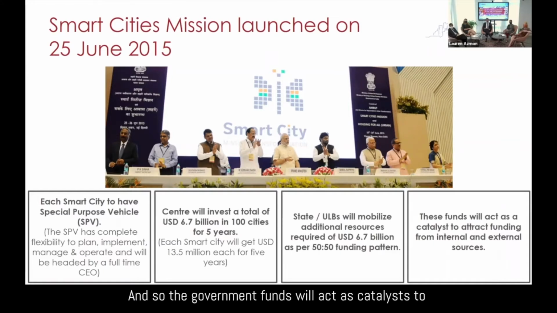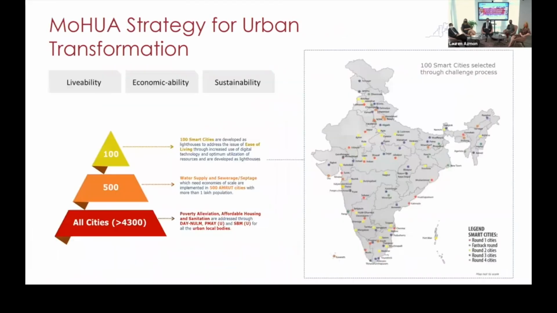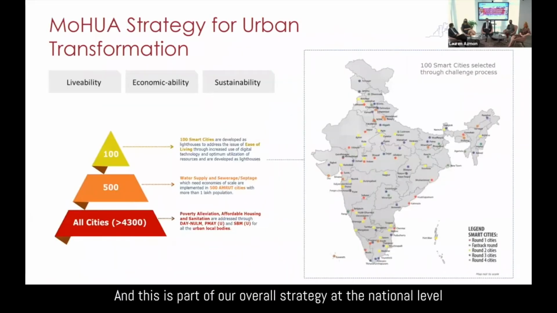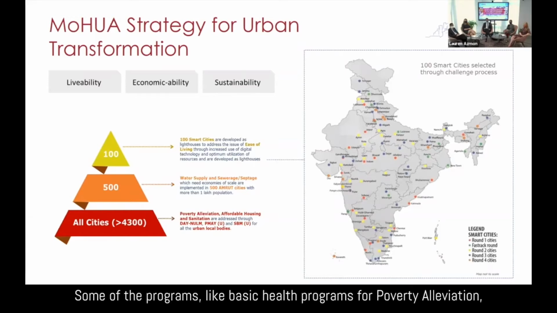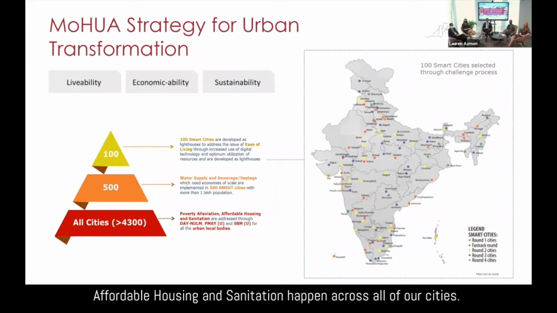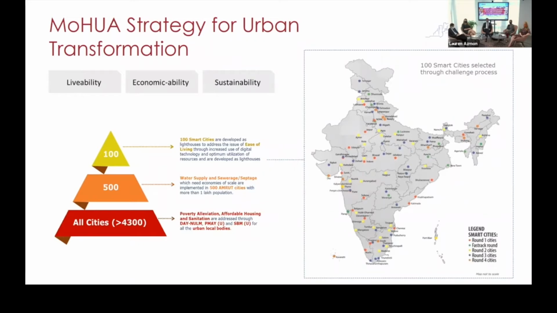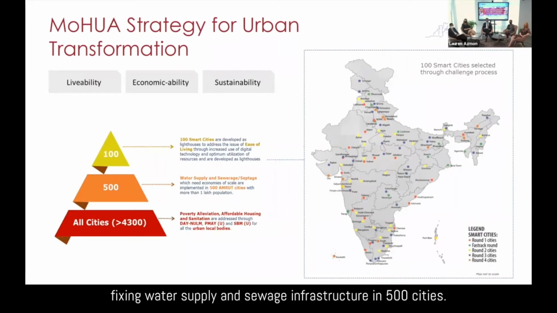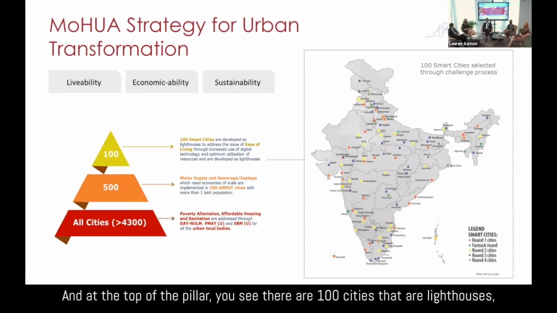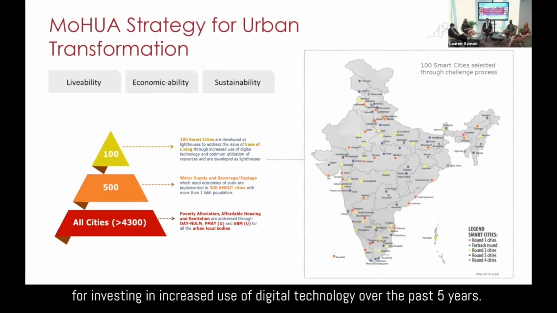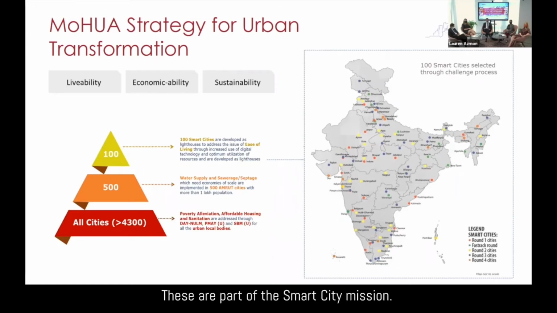And the government funds are largely supposed to be catalysts to attract funding from other sources, and this is part of an overall strategy at the national level, where multiple programs are being run across the country. Some of the programs, like the basic program for poverty alleviation, affordable housing, sanitation, across all the 4,000 cities. There are programs on fixing water supply, sewage, and septic infrastructure in 500 cities. And at the top of the pyramid, you see there are 100 cities which are largely laboratories or lighthouses, as you may call them, for testing out new innovative ideas in the field of urban development. These are where the smart city mission operates.